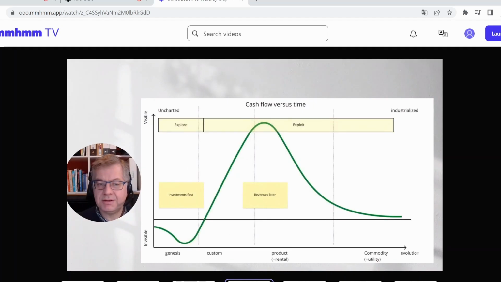Also, the cash flow is different at different stages. Using the term from Strategizer, we can call these different stages explore and exploit. You need to make investment first, revenues come later.